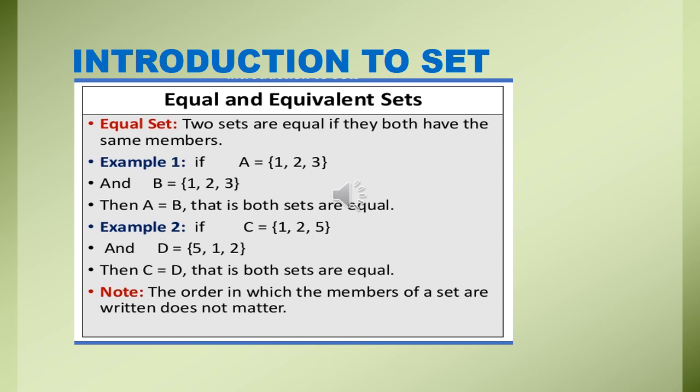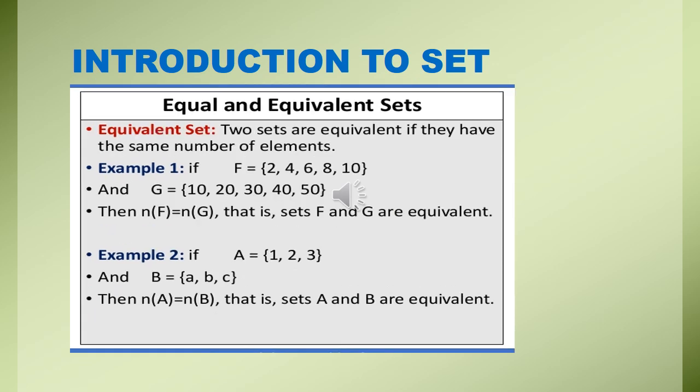Clear? All the elements must be well defined and distinct, and you can write them in either order. Suppose in D, 5 is in the first place, but in set C, 5 is in the last place. It doesn't matter, and we can say they are equal because both sets have three members and all are well defined and distinct. 1 is present in both sets, 2 is present, 5 is present. This shows that C and D are equal. Order does not matter in a set. Always keep in mind. Clear? Good.